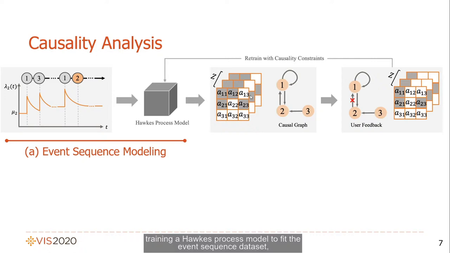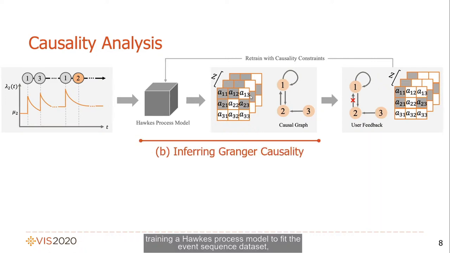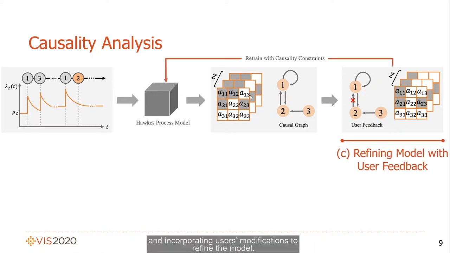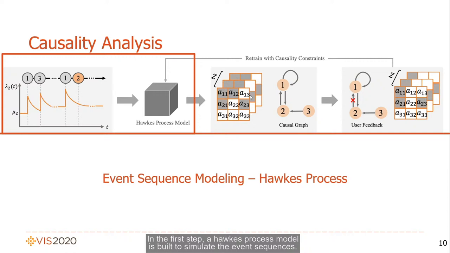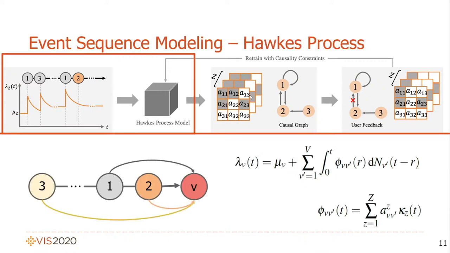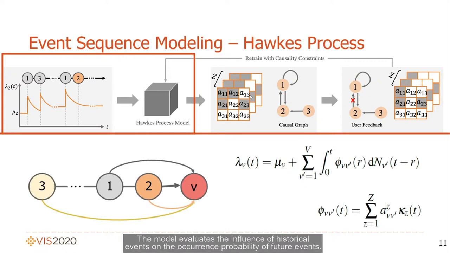Training a Hawkes process model to fit the event sequence dataset. Inferring Granger causality from the model parameters. And incorporating user modifications to refine the model. In the first step, a Hawkes process model is built to simulate the event sequences. The model evaluates the influence of historical events on the occurrence probability of future events.